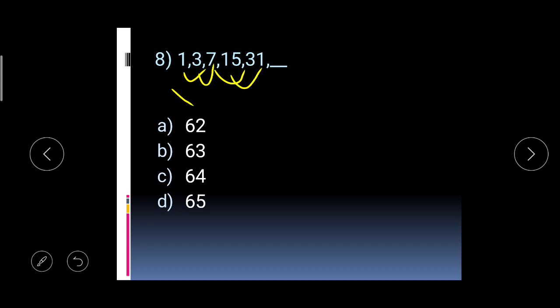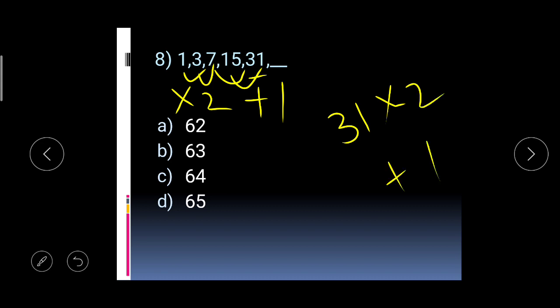So I got it, I cracked it. It is doubling plus 1, right. Every time it is doubling plus 1, right. 1 into 2 plus 1, 3 into 2 plus 1, 7 into 2 plus 1, 15 into 2 plus 1, it's getting 31. So our next term is what? 31 into 2, and then we have to add 1, right. So our answer is what? Our answer is 63.